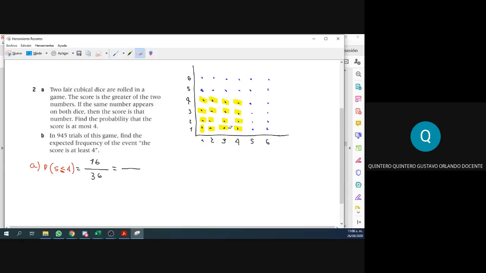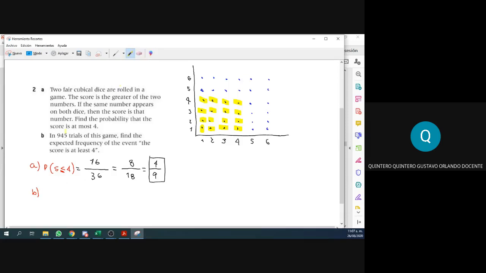If we just count the highlighted ones, we have 16 as proposed. Beautiful. We can, of course, simplify this. If we do half, this will be 8 over 18. Right? Again, we can simplify once more. This will be 4 over 9. Right? And I think this is the simplest form. So this is the answer. All right, let's continue with question B.